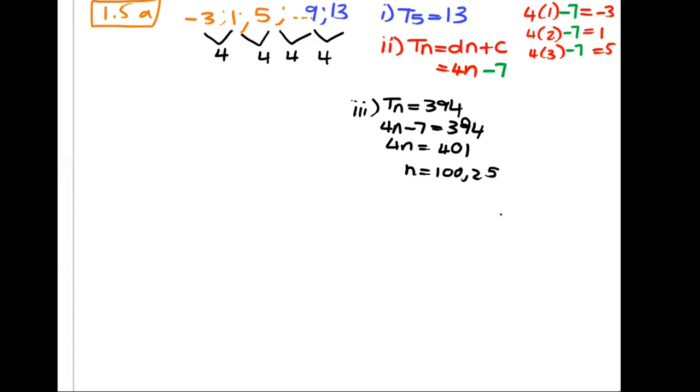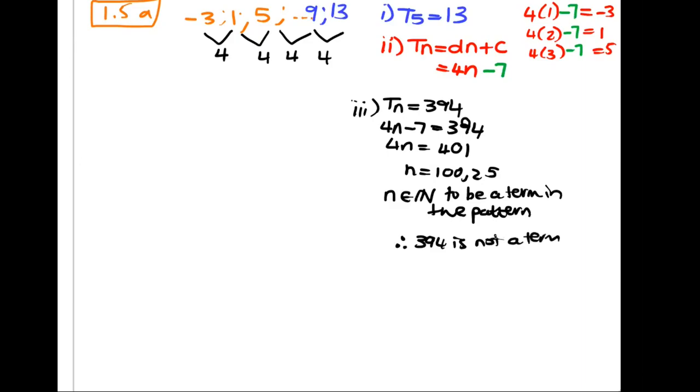So right, I think you all understand the concept. N must be a natural number to be a term in the sequence, or in the pattern. And natural numbers is 1, 2, 3, 4, 5, and so on. So they are positive integers. And this is not a natural number. It's not a positive integer. Therefore, 394 is not a term in our pattern.